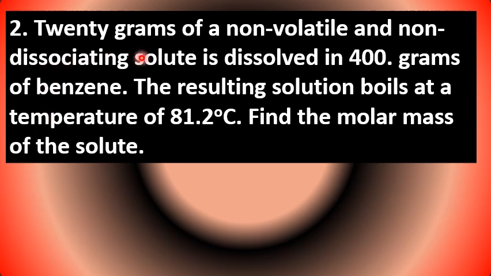Let's look at this second example. 20 grams of a non-volatile and non-dissociating solute is dissolved in 400 grams, that means in 3 significant figures, of benzene. The resulting solution boils at a temperature of 81.2 degrees Celsius. It's understood that the atmospheric pressure is 1 atmosphere. So the question is, find the molar mass of the solute.